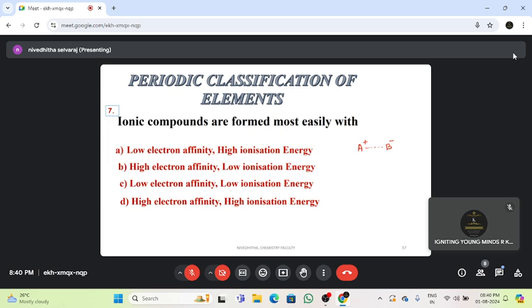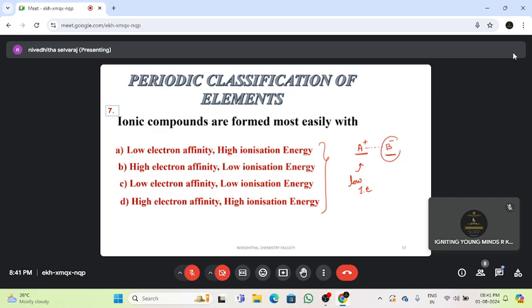So to form this ionic bond, A should have the capacity of losing electron and B should have the capacity of gaining electron. So based on this logic, please find the option. Option A, ma'am. Okay. A should lose its electron easily, right? So for that, ionization energy has to be higher or lower? Lower. It should be lower, right? So this element should have low ionization energy, right?